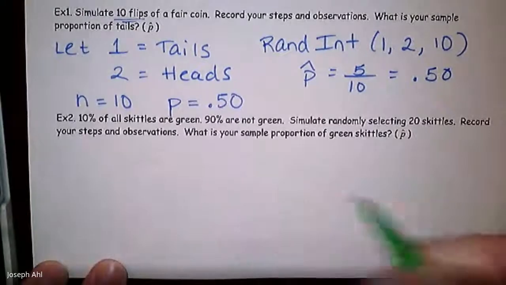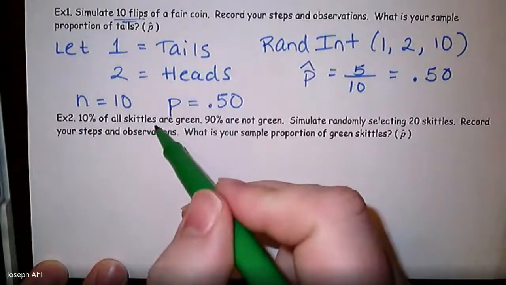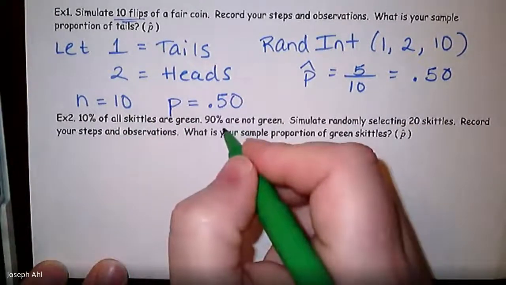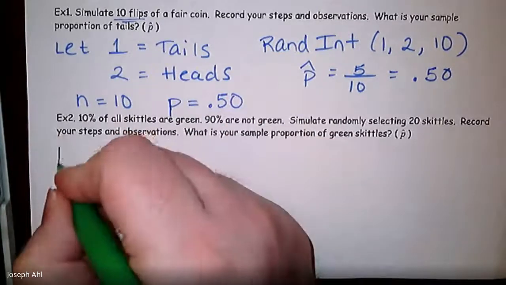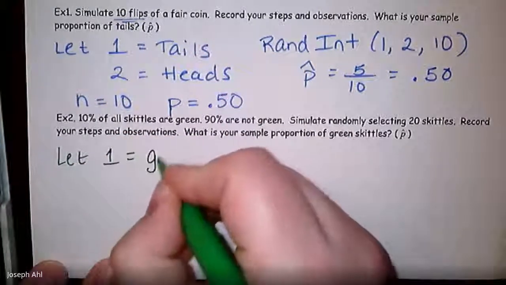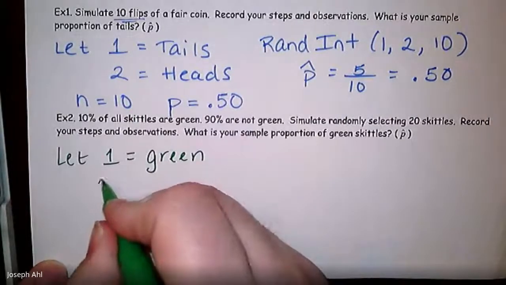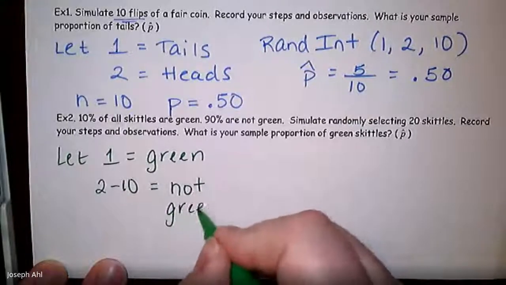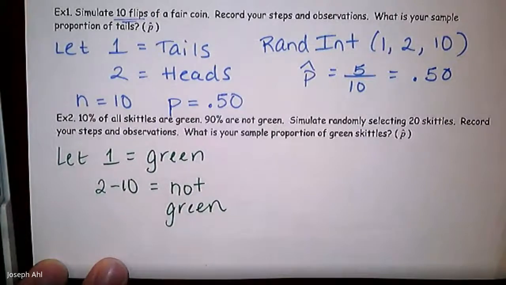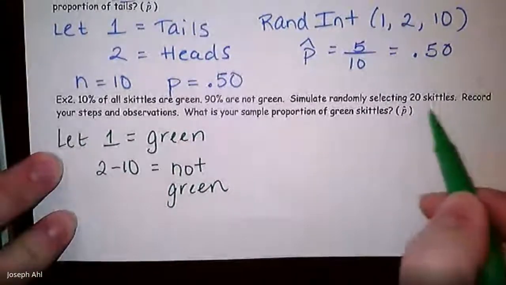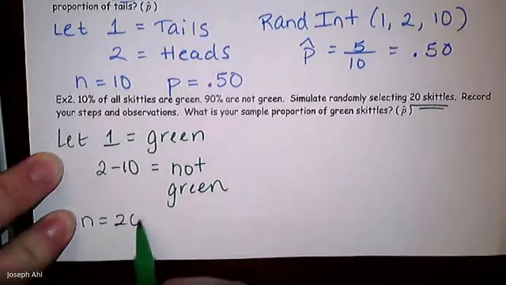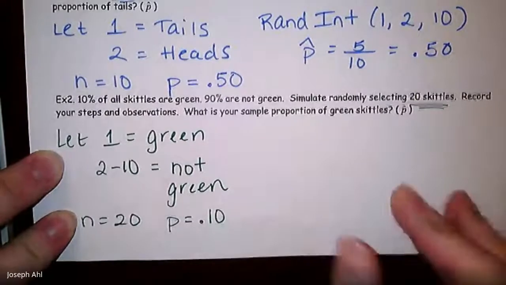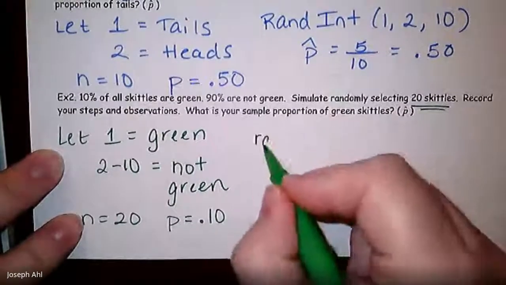Well, we have to somehow define a system that would get me to differentiate between Skittles that are green and Skittles that are not green. So that 10% and 90% split, why don't we say, let's let the number 1 represent a green Skittle, and then we'll do the numbers 2 through 10 would be Skittles that are not green. All right, we know that we're selecting 20 Skittles, so that's our value of n. We know that the true population characteristic is that 10% of the Skittles are green. So we're going to do rand int.